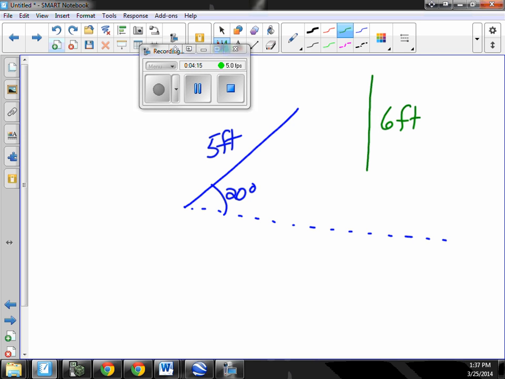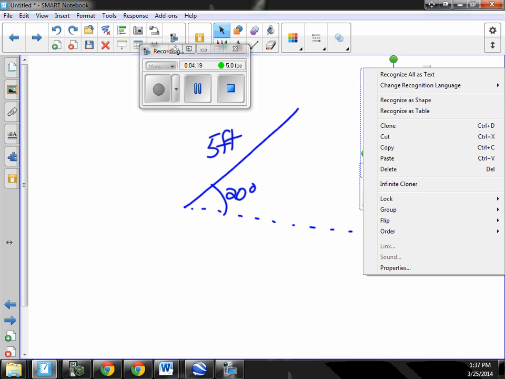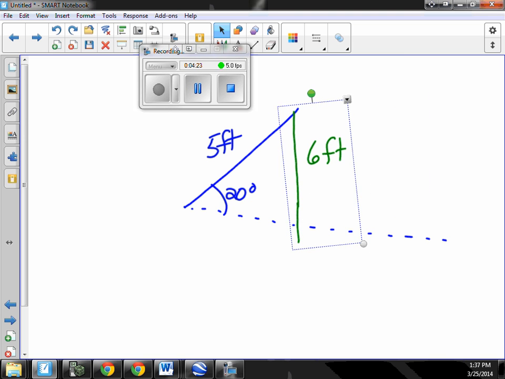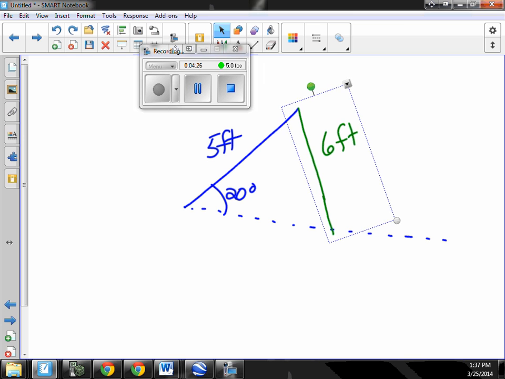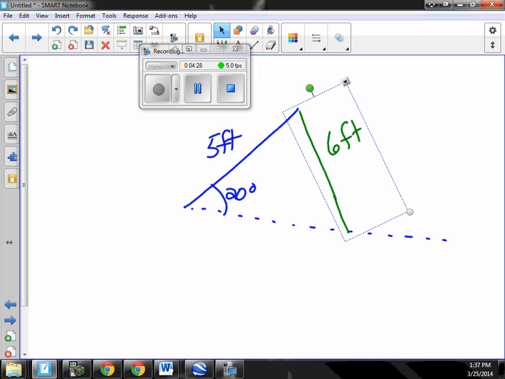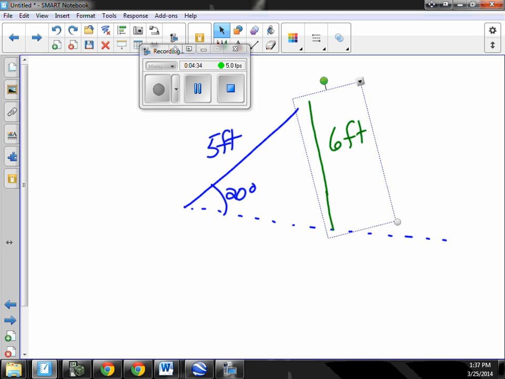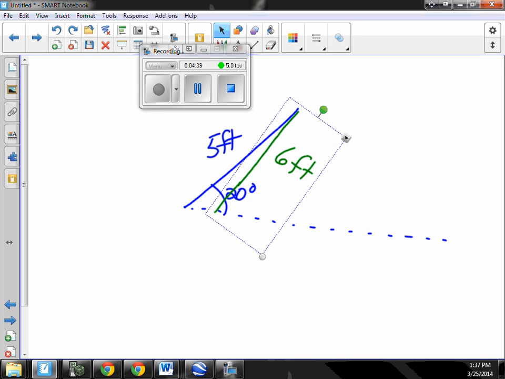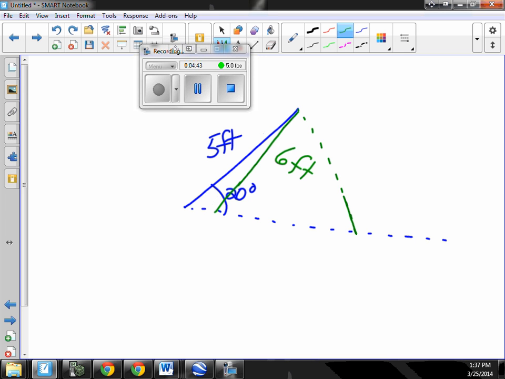That might not be long enough. Okay. Group these together. So, can I make a triangle that works? Right there. Is that the only triangle that works? No. If I twist it the other way, there's another triangle that works. So angle, side, side, the best it can do is narrow it down to 2 triangles.